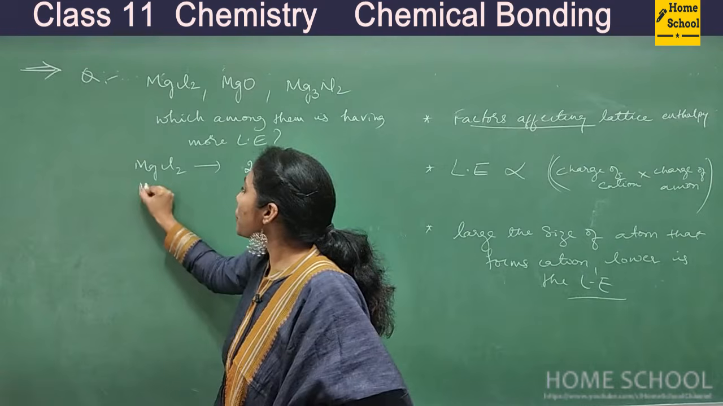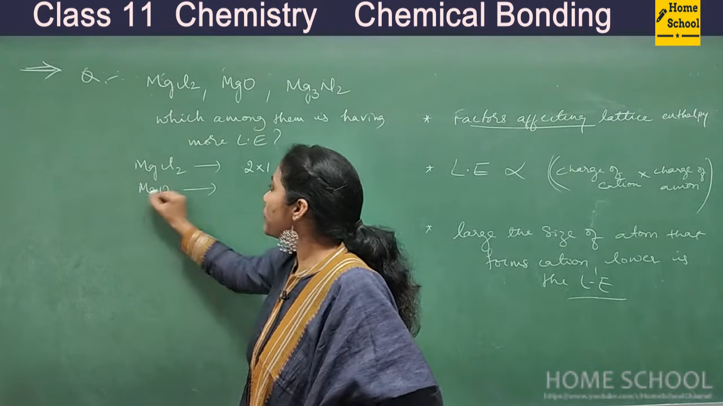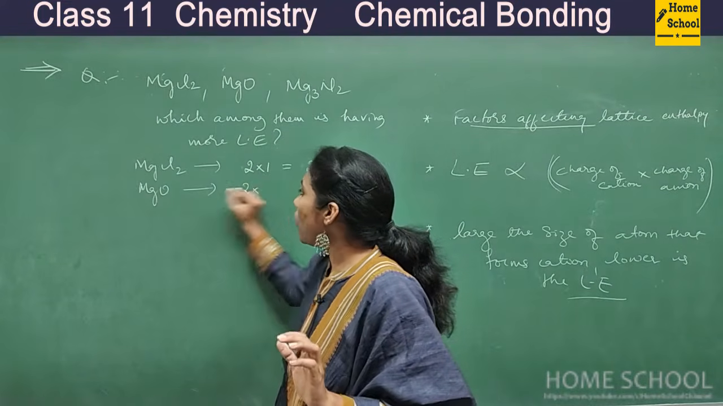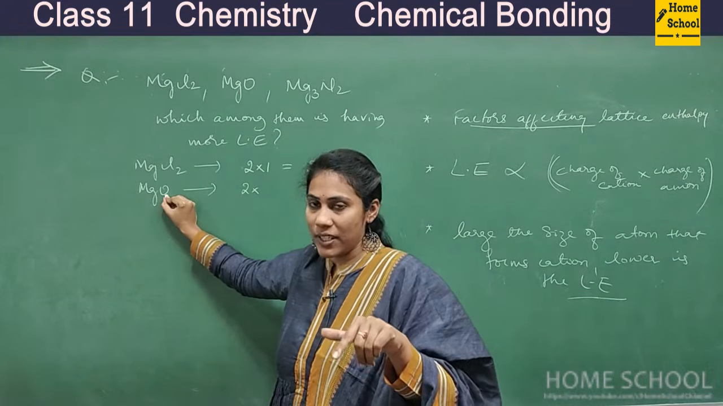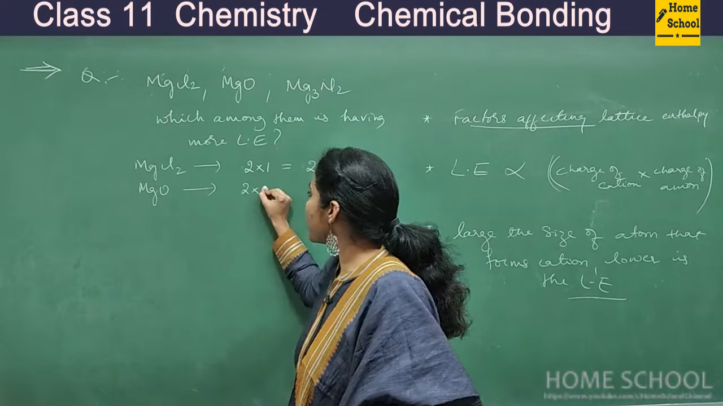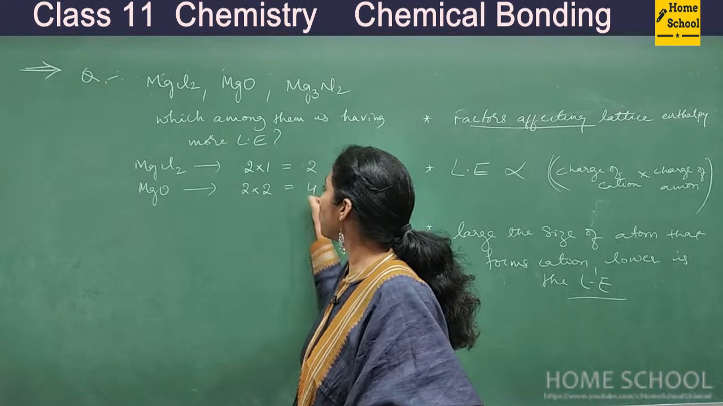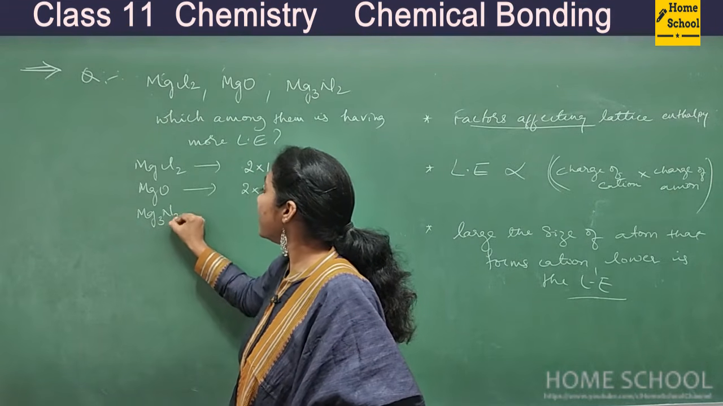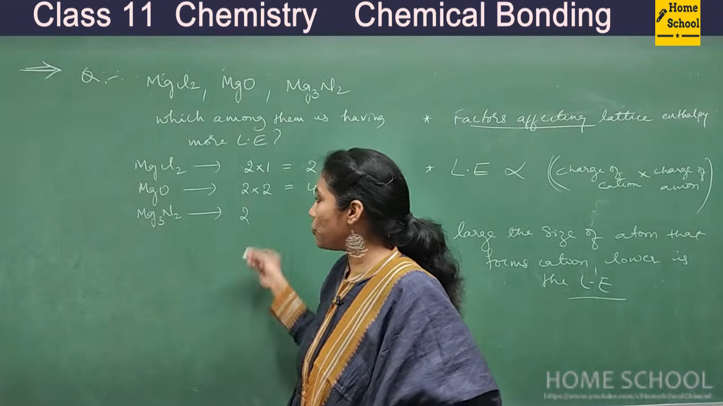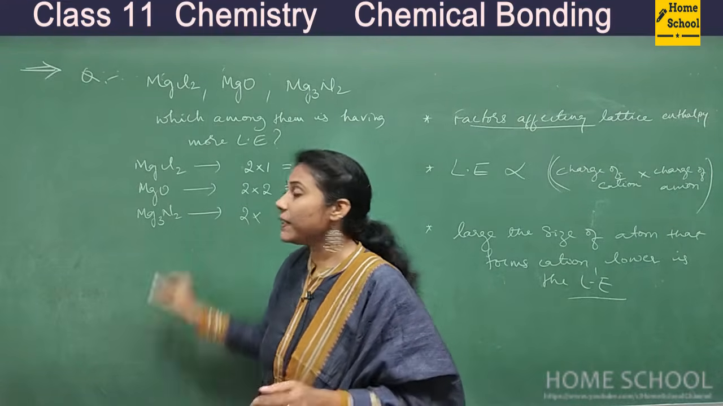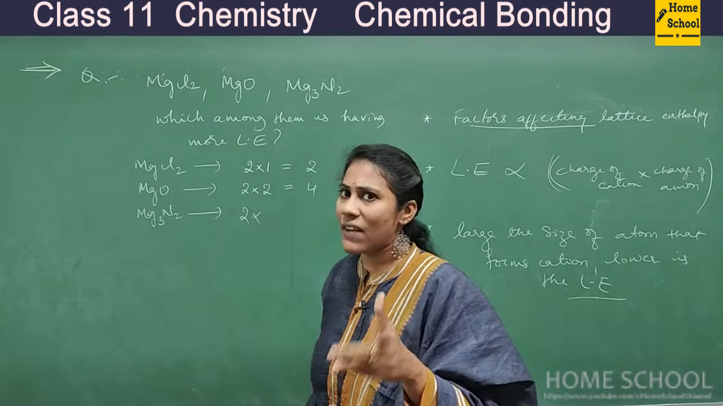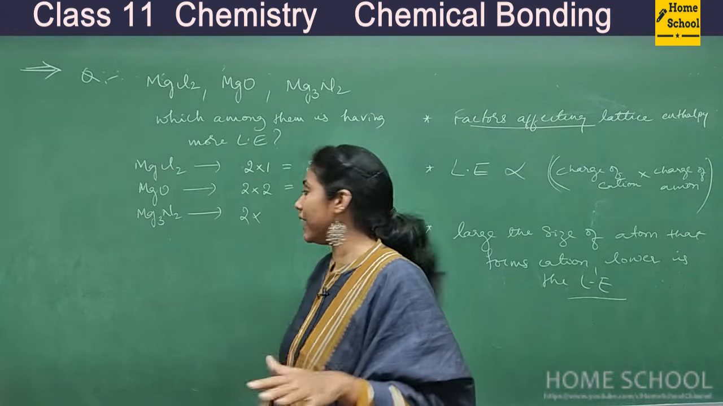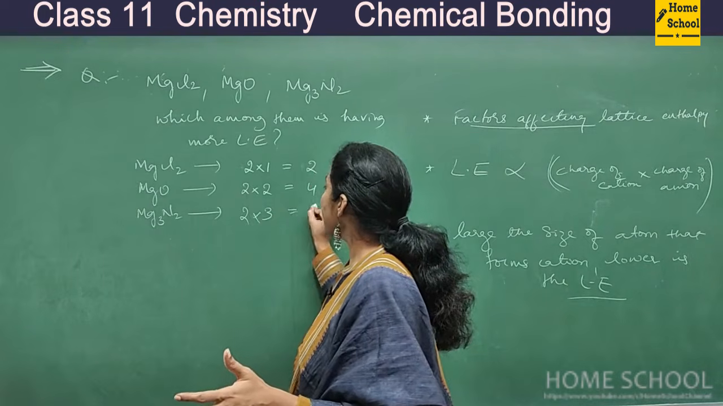And coming to MgO. Mg's charge is plus 2, just 2 I am taking, neglecting the sign. And oxygen's charge is minus 2, isn't it? So I will leave the minus, just take 2. So 2 2s are 4. And next one is Mg3N2. Mg's charge is plus 2, just 2 I took, and nitrogen's charge is minus 3. Nitrogen's valency, charge in the sense here valency, is minus 3, right? So that is 3. 2 3s are 6.